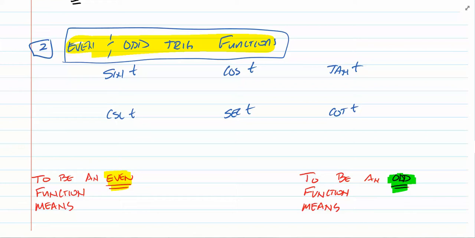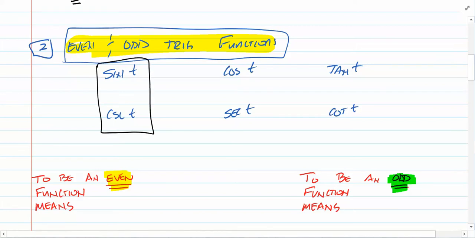Okay, for even and odd trig functions, here's what we're dealing with. I have all six that we've got: sine t, cosine t, tangent t, cotangent t, secant t, cosecant t. What I'm going to do is put little boxes around these. Call these little cards, right?